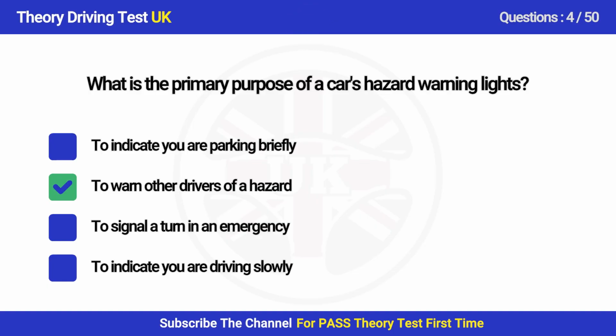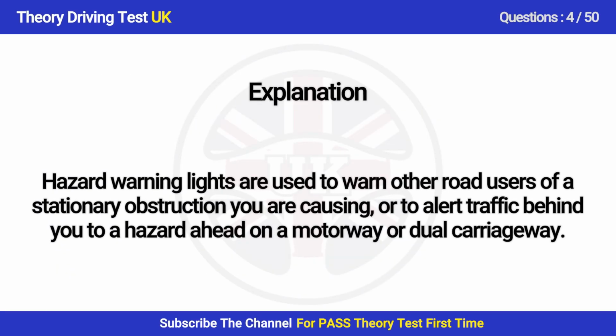Answer is B. To warn other drivers of a hazard. Hazard warning lights are used to warn other road users of a stationary obstruction you are causing, or to alert traffic behind you to a hazard ahead on a motorway or dual carriageway.